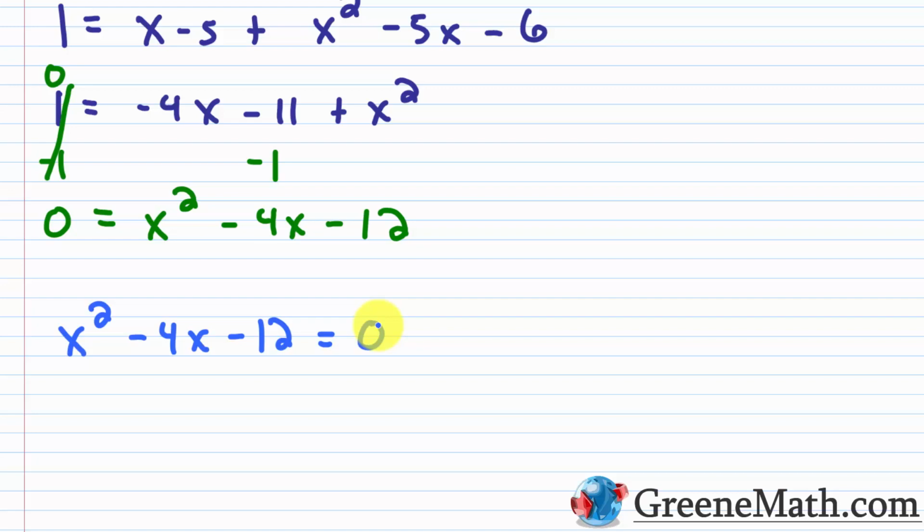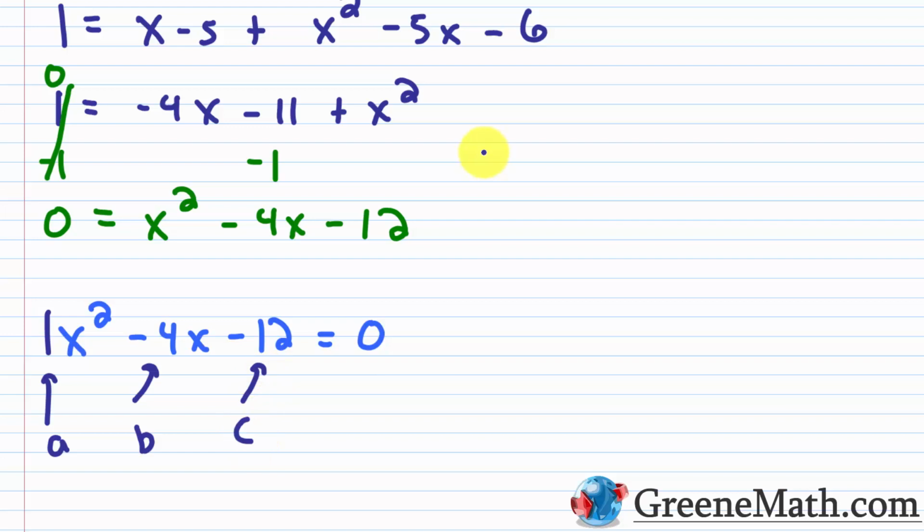So again, I can solve this using factoring. I can use the quadratic formula, whatever you want to do. Since we haven't used it today, let's just go ahead and use the quadratic formula, get a little practice. So my A is a 1, my B is a negative 4, and my C is a negative 12.